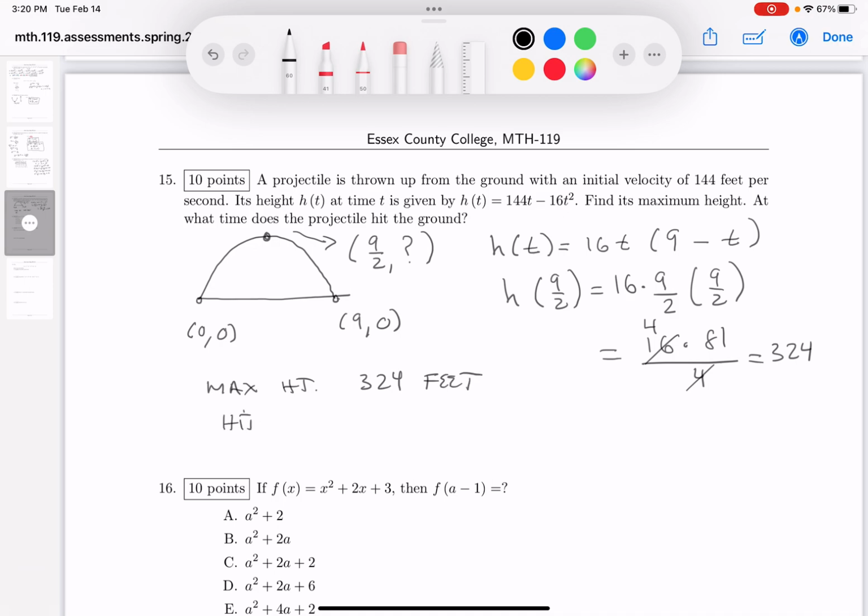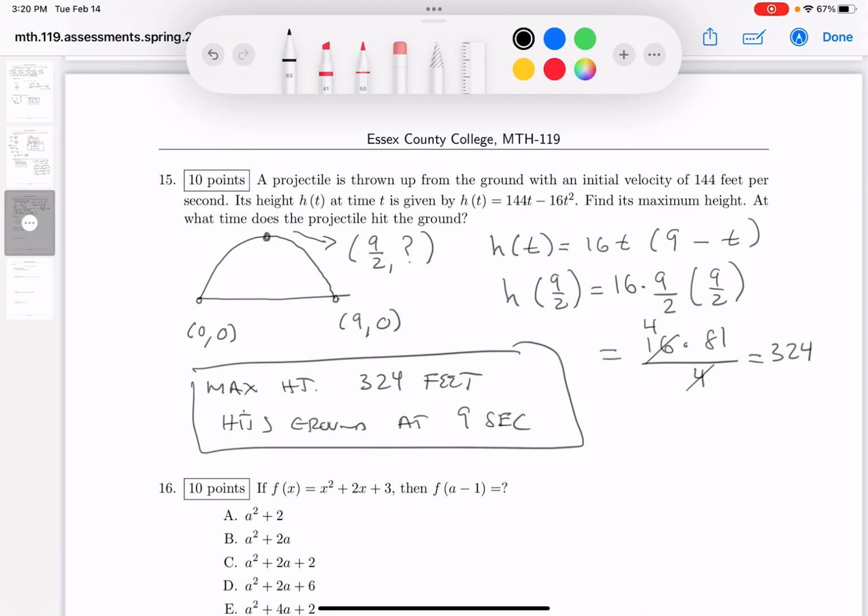It hits the ground at 9 seconds. Put a box in that. And we'll go to the next question.